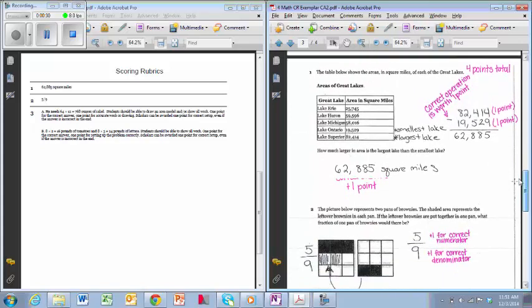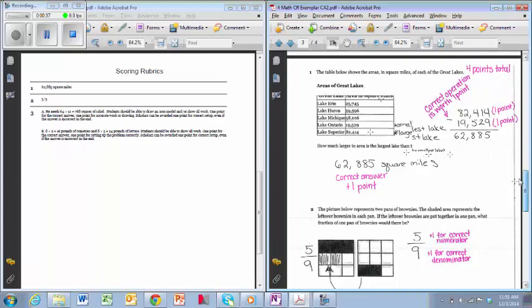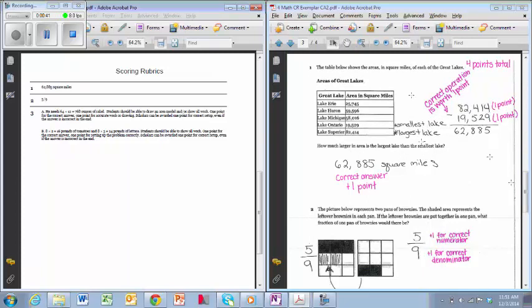So for number 1, it asks scholars to look at a table, determine the largest and the smallest lake, and then to find out how much larger the largest lake is than the smallest lake. So you will award a total of 4 points for this question. The way that it's broken down is that for noting Lake Superior is the largest lake, so 82,414, scholars will be awarded 1 point.